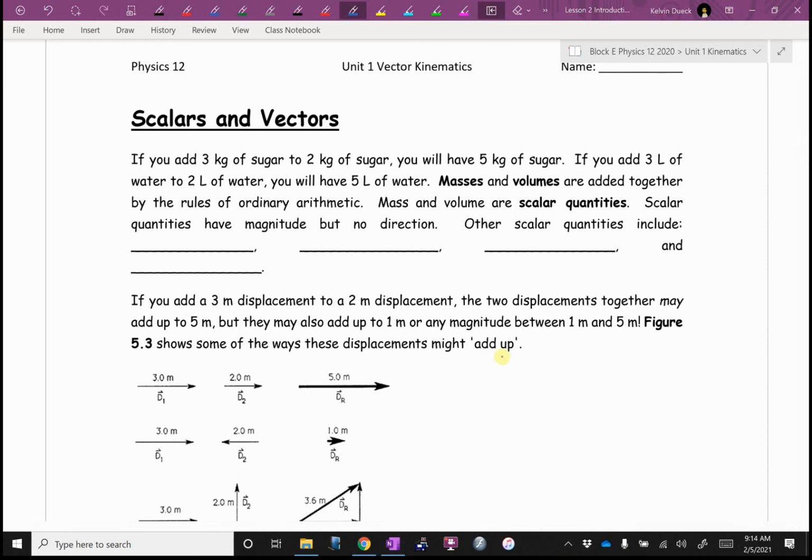So mass and volume are scalar quantities. They have magnitude only. It makes no sense to say 5 kilograms south. Doesn't make any sense. Other scalar quantities. Who remembers some scalars from last year? There was one that you might remember is a scalar. So speed was a scalar. Okay. Distance was a scalar, as opposed to the other one.